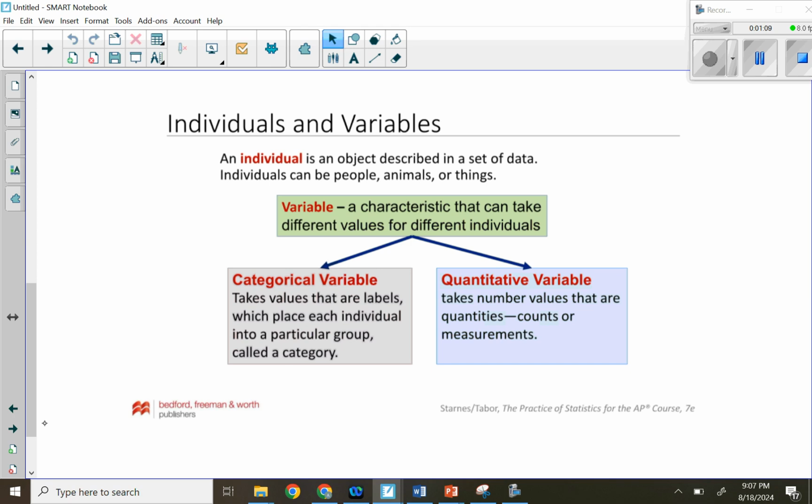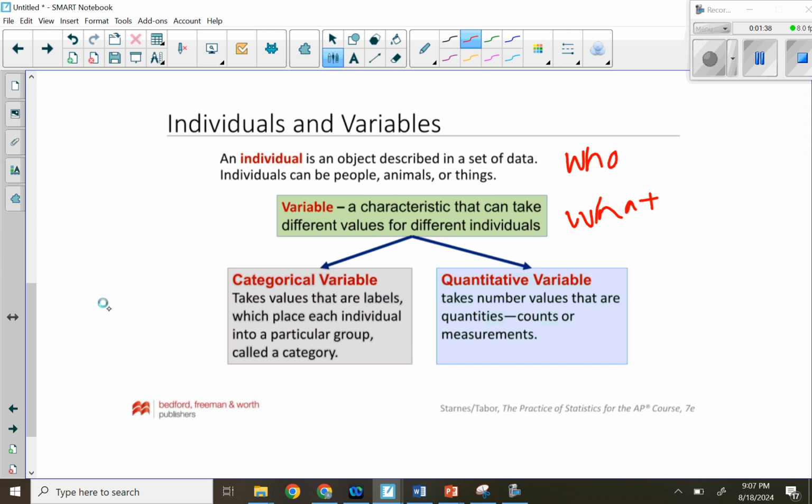A variable is a characteristic that can take different values for different individuals. So I think of the individual as the who, and then the variables as the what. What are we measuring? What are we asking? So we have two types of variables. We have our categorical variable. I think of these as something you can put in a category.